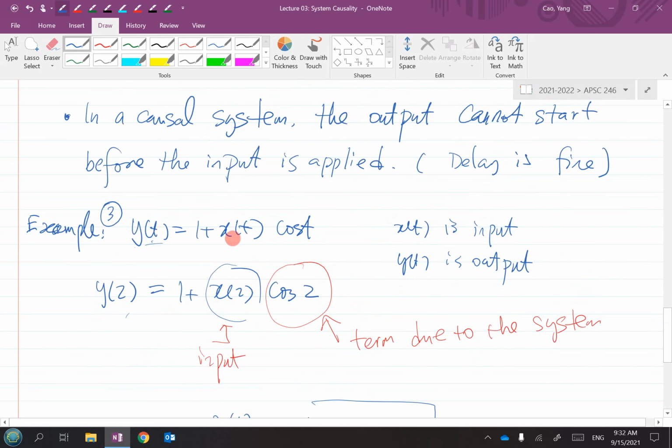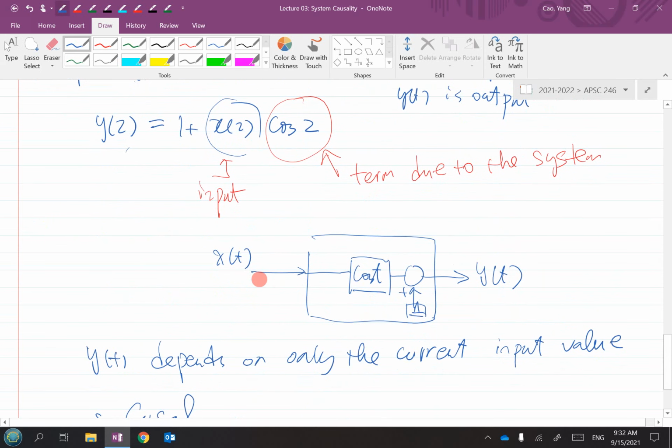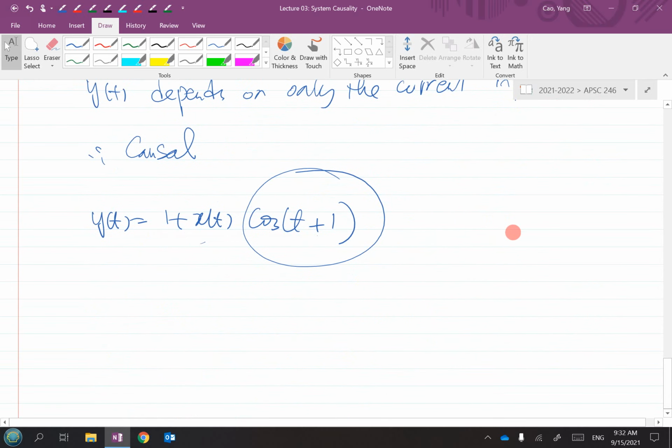So x of t is input, y of t is output. Yeah, right, like this. And that's a good question, because when you have presented the question, this is exactly what I mentioned: identify which one is the input, which one is the output. If the question didn't clearly say that, then you should raise the question to the instructor or to me, to ask what is the input, what is the output.